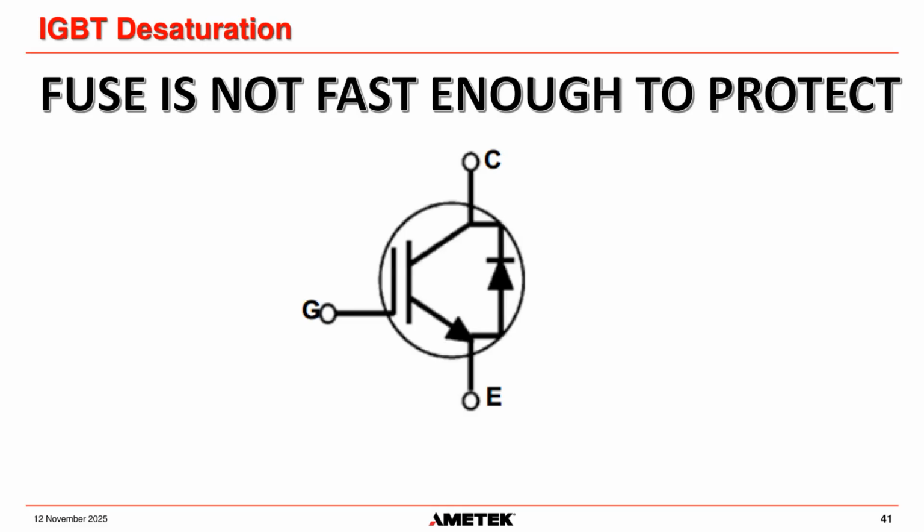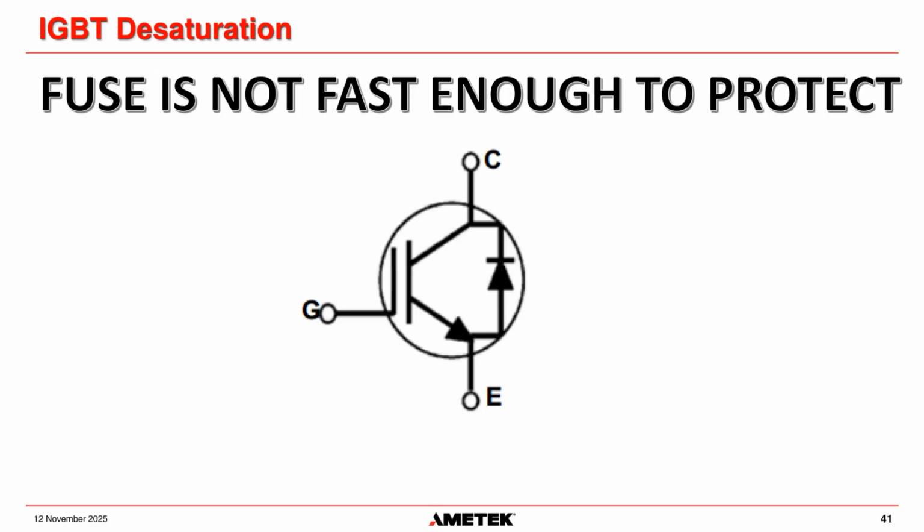But you have to remember, for any IGBT, a fuse is not fast enough to protect it. Let's say this is a 100 amp IGBT and you protected it with a 100 amp fuse. This IGBT is usually going to fail, sometimes catastrophically, before this 100 amp fuse blows. The IGBT is that sensitive. It really doesn't like high amounts of current flowing through it over its rating.